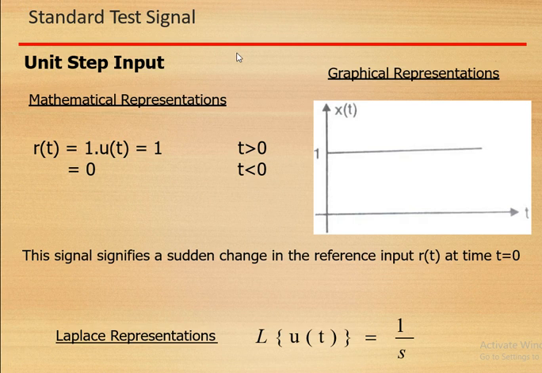Here you see a unit step input, and this is its mathematical representation. r(t) is equal to 1 for t greater than or equal to 0, and for t less than 0, it is 0. So this is your step input signal or unit step signal. The amplitude is 1 here, and the Laplace representation is L[u(t)] is equal to 1 upon s.